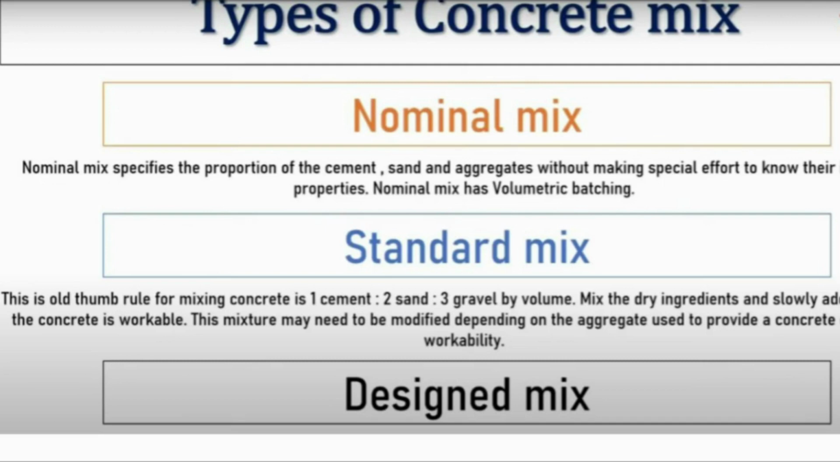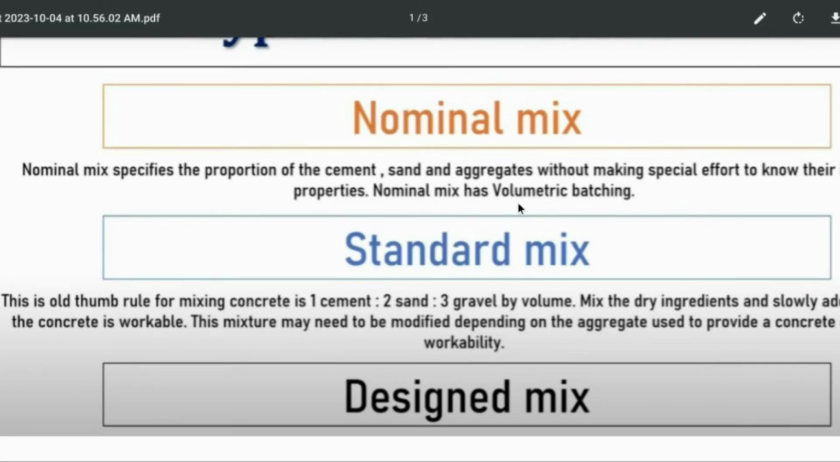1 is to 2, 1.5 is to 3, 2 is to 4, 3 is to 6, and 4 is to 8. That is for M20, the CSA ratio is 1 is to 1.5 is to 3. For M25, the CSA ratio is 1 is to 1 is to 2. Normally in this mix, that is this nominal mix.